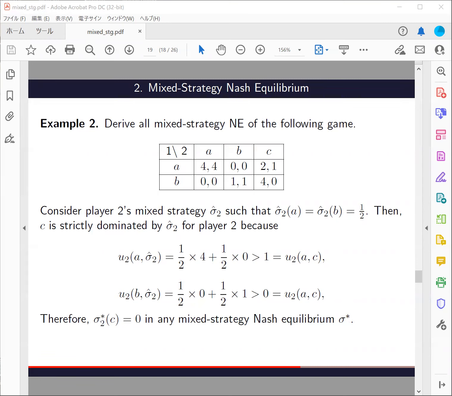To see this, consider a mixed strategy where player 2 mixes A and B with probability 1/2. You can see that the expected payoff under the mixed strategy is strictly larger than the payoff with strategy C, whatever the strategy of player 1 is. Therefore, strategy C can be eliminated from the game, and we consider a smaller game that does not contain C.